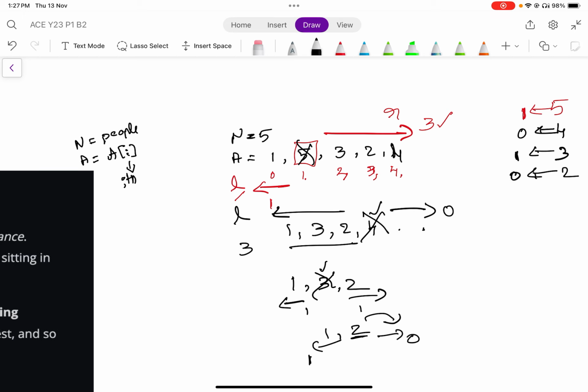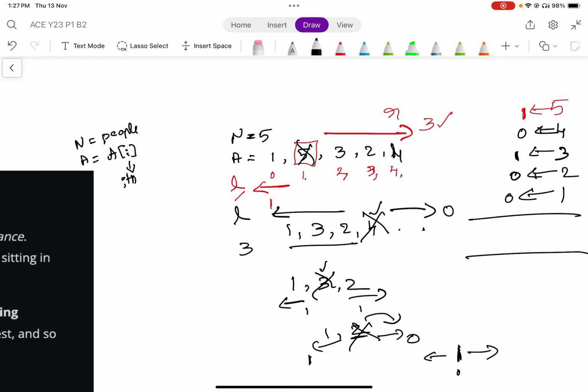So 0. So next, we are left with 1 only, right? So if this person wants to move left or right, how many people will be disturbed? There is no person except this person, right? So if this one wants to move left or right, 0 people will be disturbed.